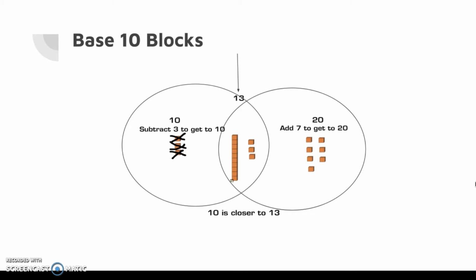You can also use base 10 blocks to illustrate your answer. If you look in the middle where the arrow is, you can see the number 13. We have a 10 block and then 3 one blocks, making 13. To get to 10, we need to take 3 of those blocks away. If we want to get to 20, we have to add 7 more blocks. Since 10 is 3 blocks away from 13 and 20 is 7 blocks away from 13, 13 is closer to 10 and we will round down to 10.